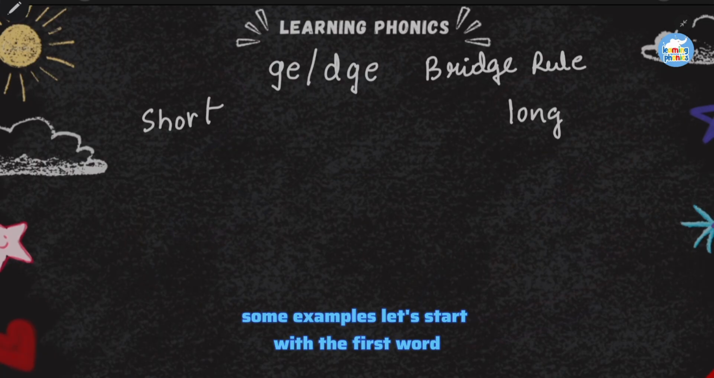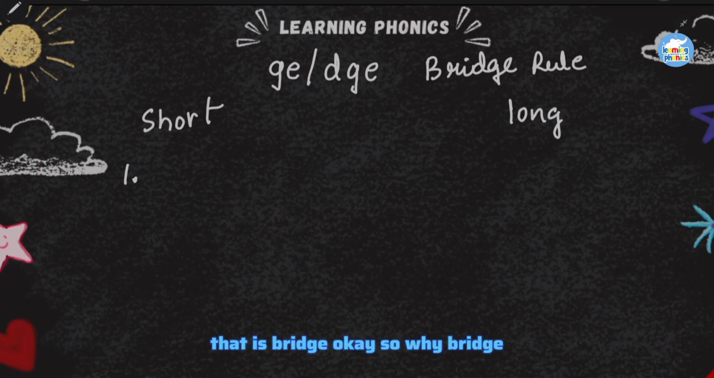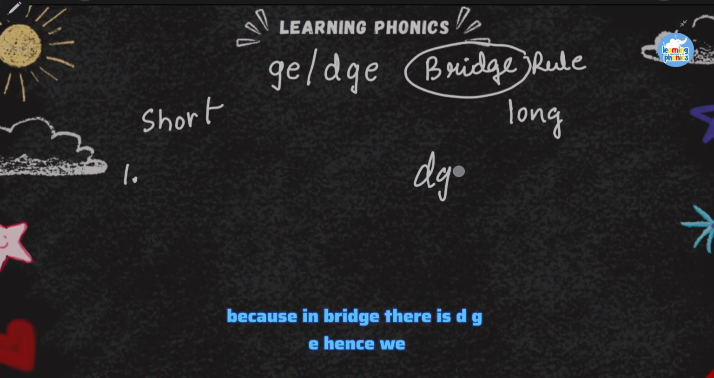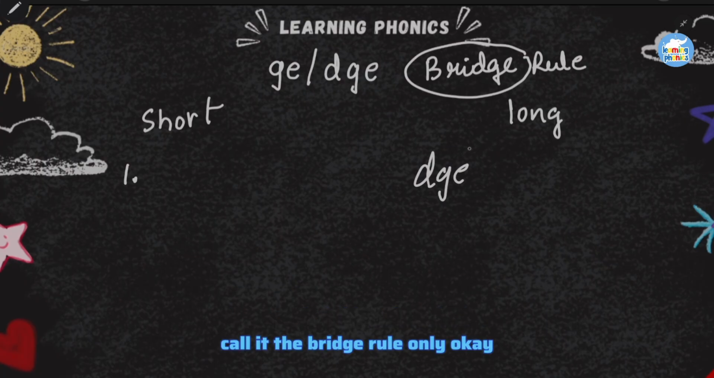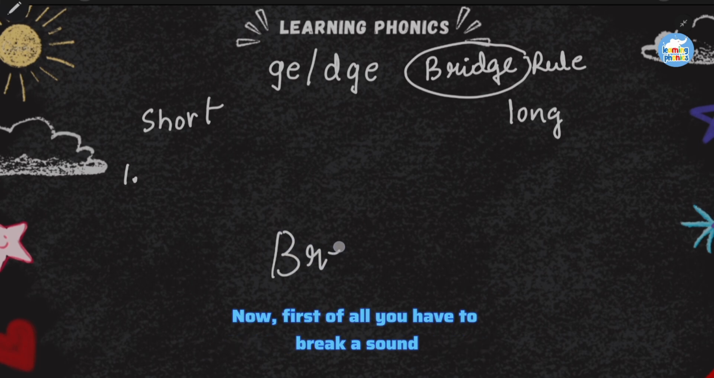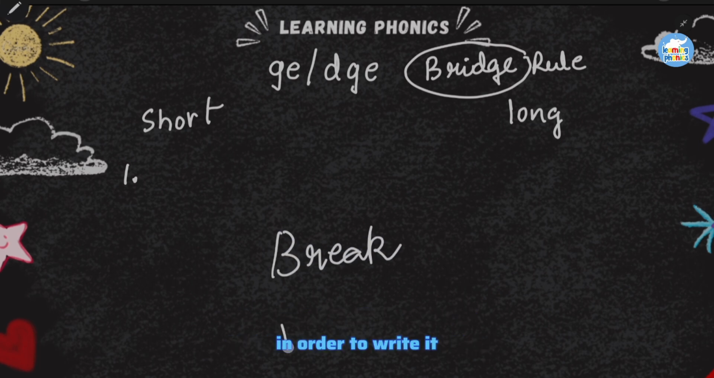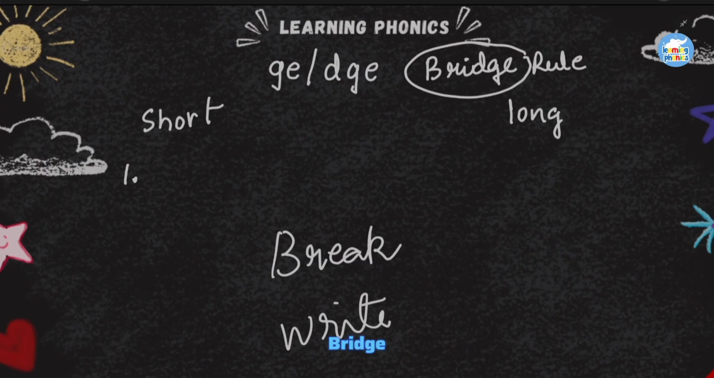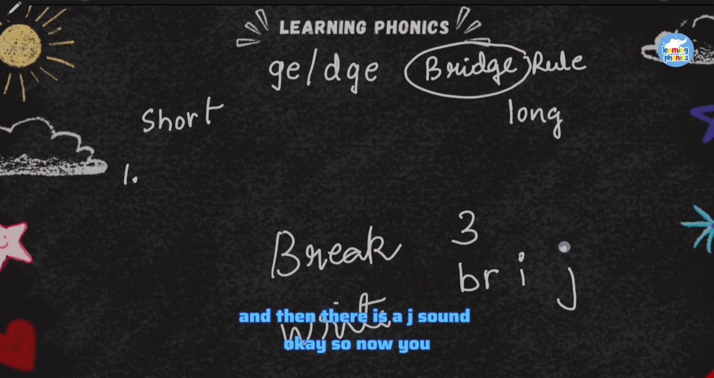Let's start with the first word, that is bridge. Why bridge? Because in bridge there is DGE, hence we call it the bridge rule. First of all, whenever you are going to write a word, you have to break it into sounds first. Bridge: you hear three sounds. One is br, second one is e, and then there is a j sound.